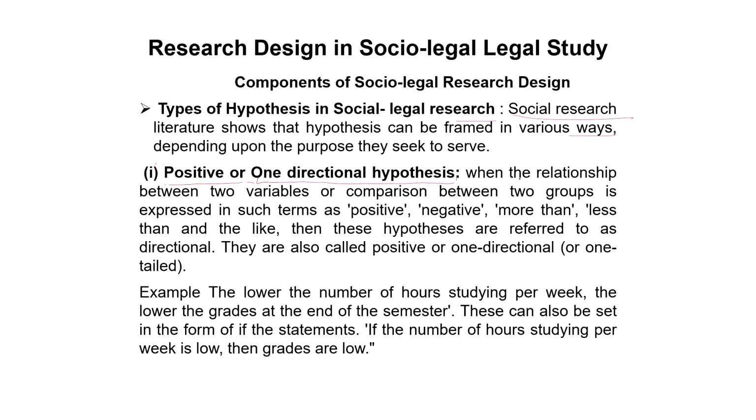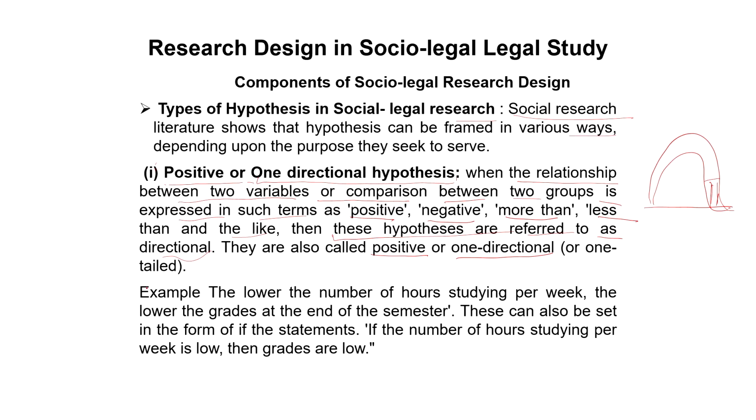See, when the relationship between two variables or comparison between the two groups is expressed in such terms as positive or negative, more than, less than, and the like, then we can say these hypotheses are referred to as directional hypothesis. They are called positive, as I said, one directional, or sometimes they are also called the one-tailed hypothesis. Let us understand this with the help of one example.